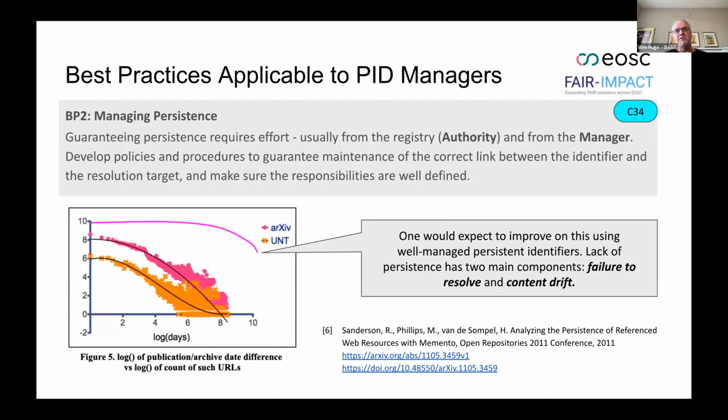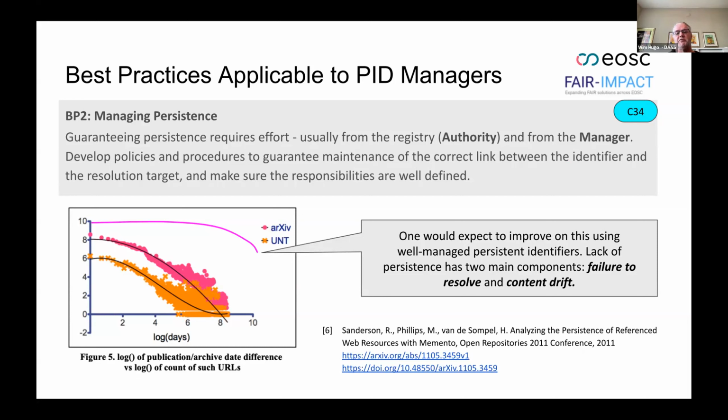There's a lot of literature about this by now. I'm just citing an example that is a little bit older, but interesting because of the mechanisms that were used to evaluate persistence and resolvability, which I think is very good and will provide an input for the tests that we are busy developing in FAIRcore for EOSC. And there's basically 2 issues.